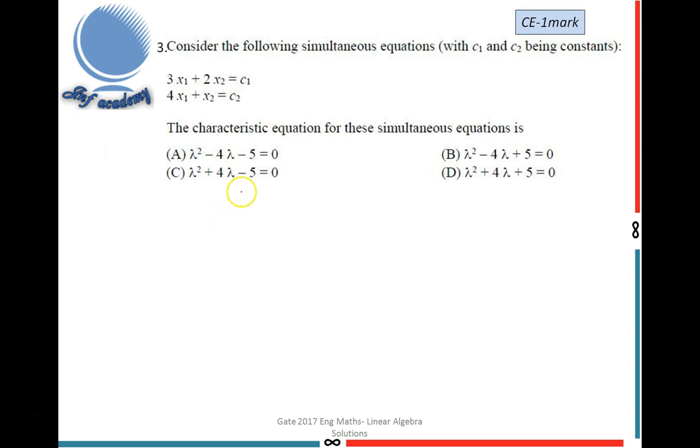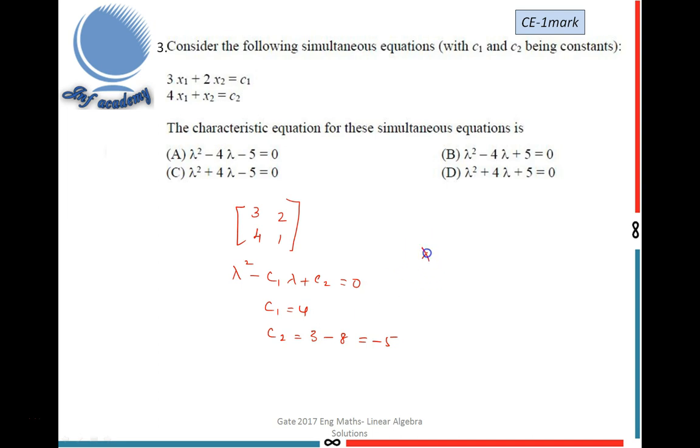The equation becomes the matrix 3, 2, 4, 1. So you have to find the characteristic equation for this matrix. This is a 2 by 2 matrix. So lambda square minus C1 lambda plus C2 equal to 0. C1 equal to the sum of principal diagonal elements, which is 4. C2 equal to determinant of A, 3 minus 8, equal to minus 5.